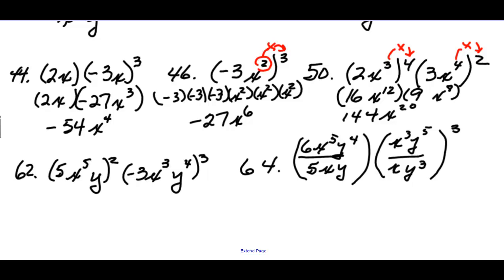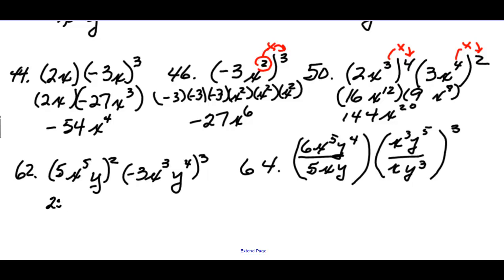All right, so far pretty simple. We've got 2 more problems to do, number 62 and 64. Hopefully we've got the space to do that. In number 62, when we square things, 5 squared is 25. Okay, x to the 5th times 2, x to the 10th.